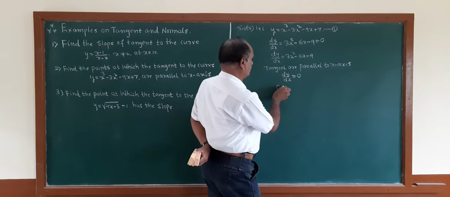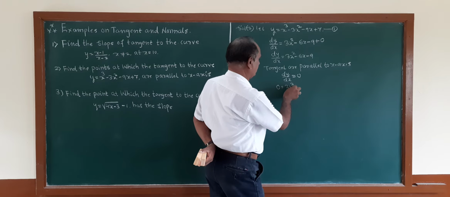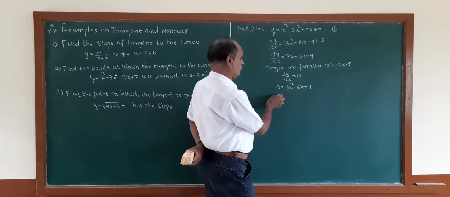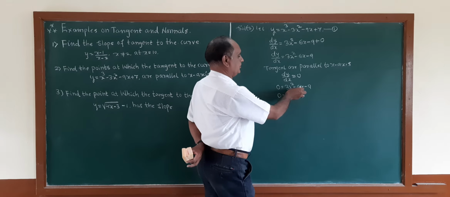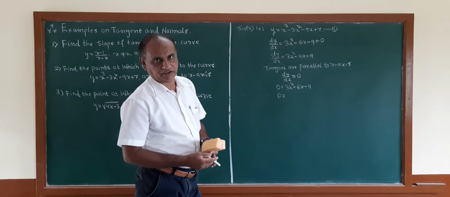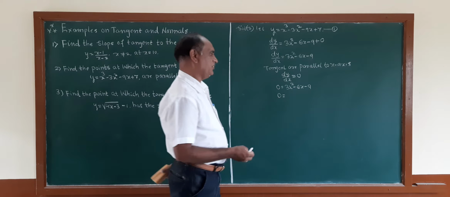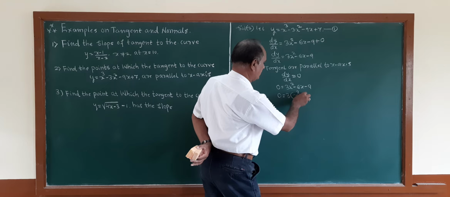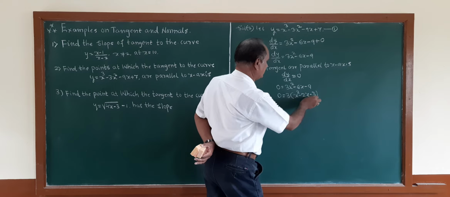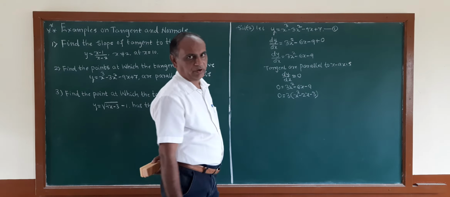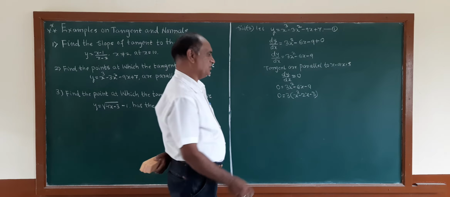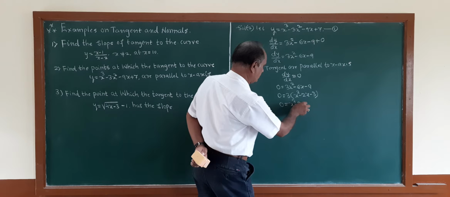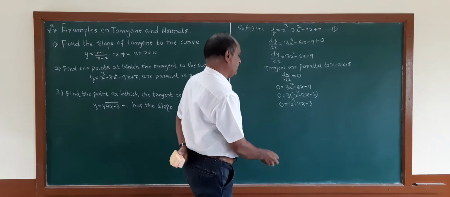Therefore, 0 is equal to 3x square minus 6x minus 9. Again, you have to write in simplest form. Taking 3 common throughout the equation, that is 3 in the bracket, x square minus 2x minus 3. 0 divided by 3 is 0. So 0 is equal to x square minus 2x minus 3.